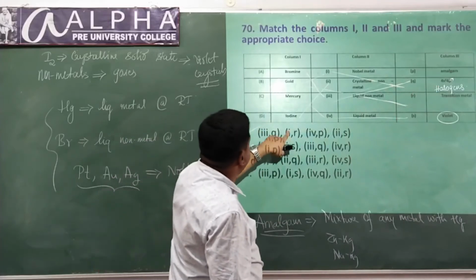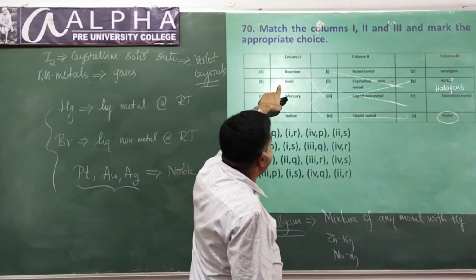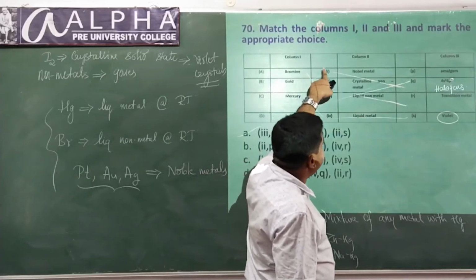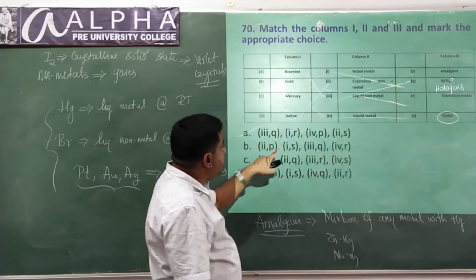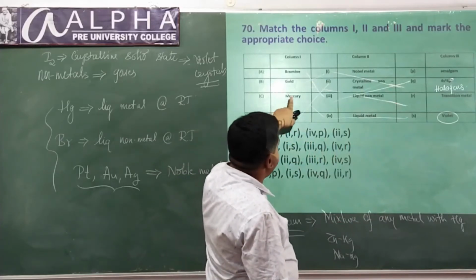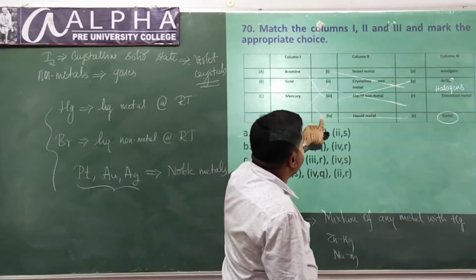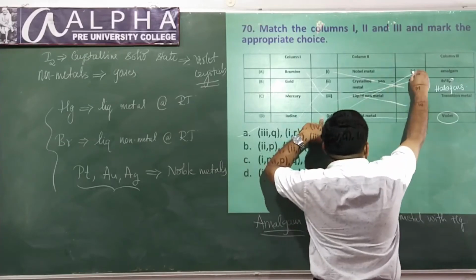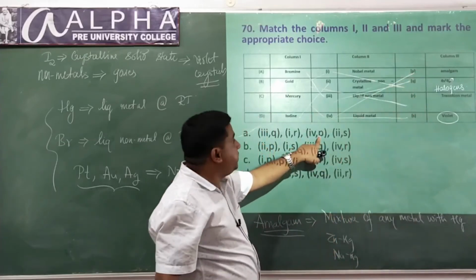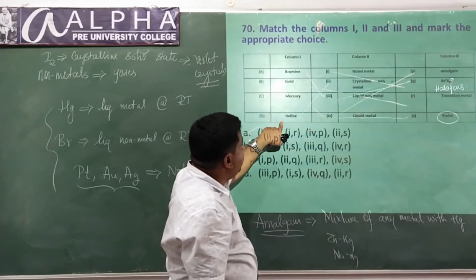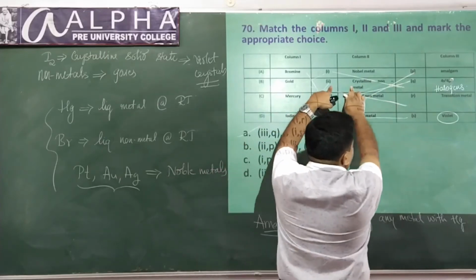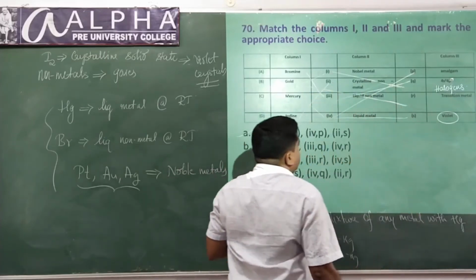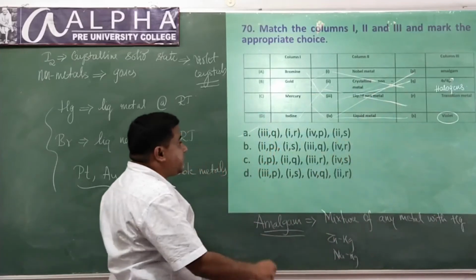Now, look at the first one. Next, gold. Gold is matched to 1 and 1 is matched to R. Yes, that's correct. Next, fourth, mercury. Mercury is matched to 4 and fourth is matched to amalgam, P. Next, the fifth one, iodine. Iodine is matched to 2, a crystalline non-metal, and 2 is matched to violet. So what's the correct answer for this then?